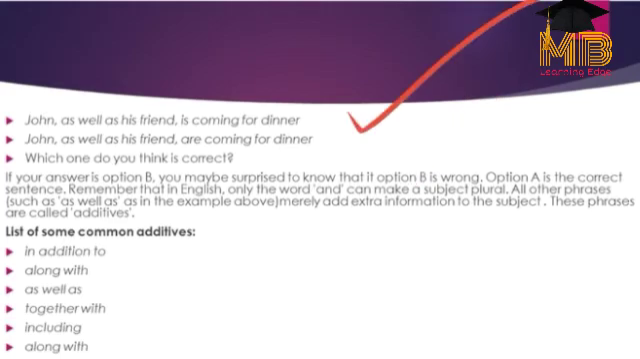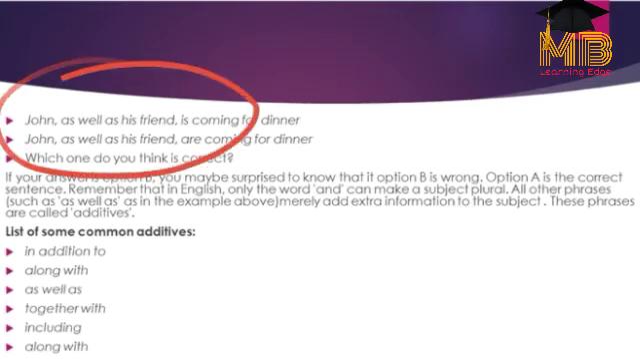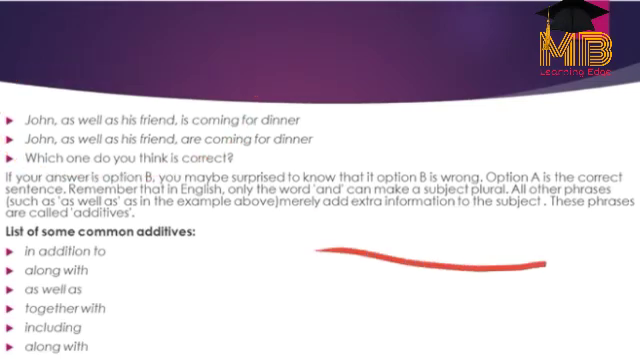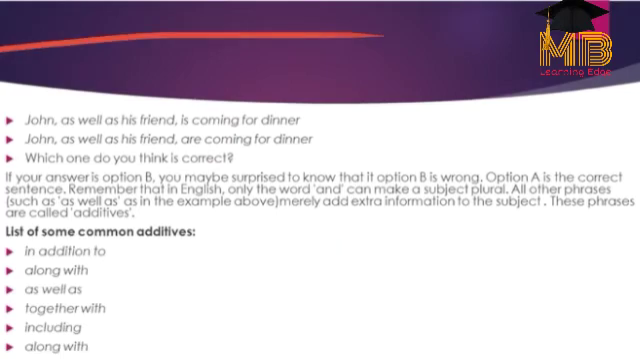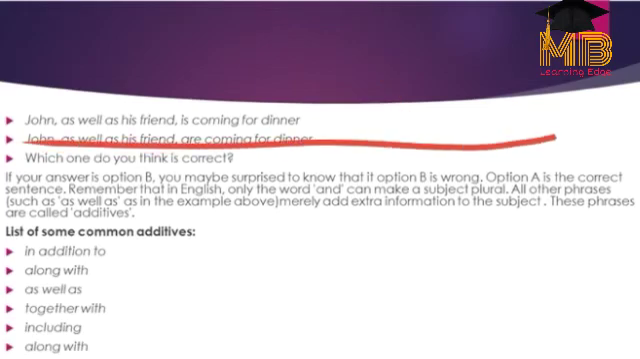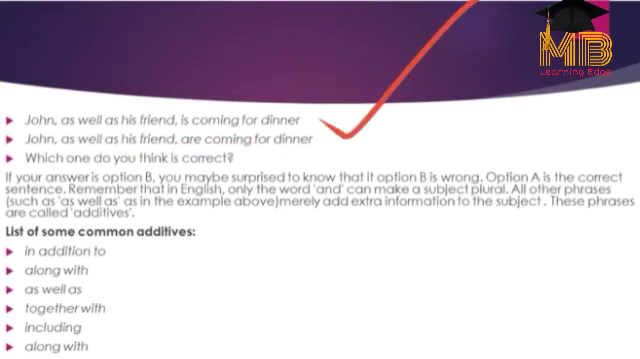Why? Because in English only the word "and" can make a subject plural. Here we don't have "and", so the subject still remains singular. "As well as" will definitely just add extra information, otherwise it is still the same thing. So "John as well as his friend is coming for dinner" is correct. Okay, so this is called additives.